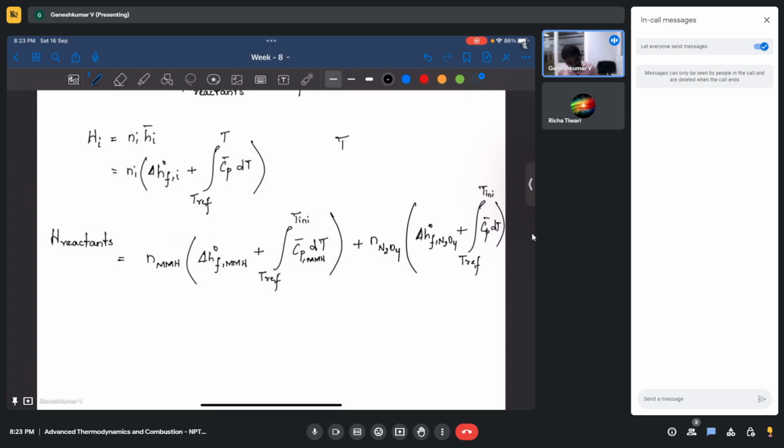We already noted that T ref is T initial. So basically I can remove these two terms. T ref is equal to T initial, so this term also goes. There won't be any sensible enthalpy part in our enthalpy of reactants. If that is the case, then it's simply N times delta H naught F of MMH plus N times delta H naught F of N2O4.